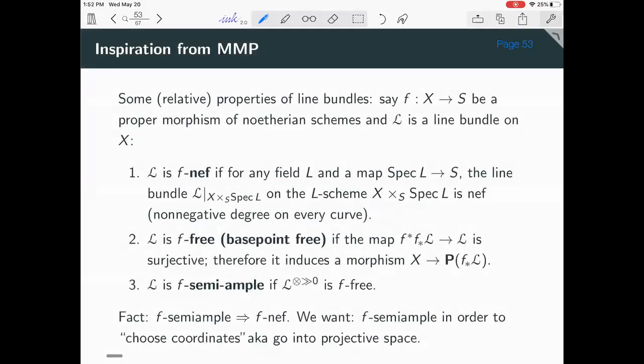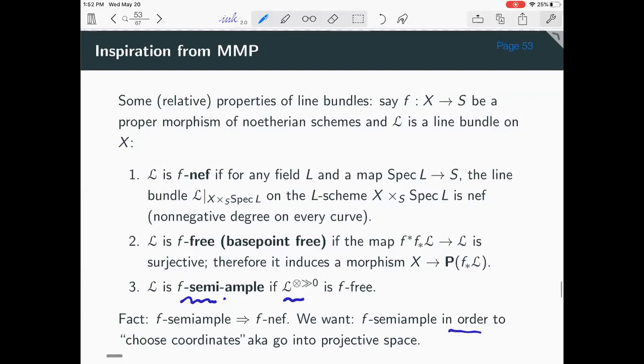So you say that L is f-semi-ample if some high enough power of L is actually f-free. It is maybe clear to amateurs like me that you want semi-ample line bundles. In other words, you want it because you want to choose coordinates. Instead of some abstract variety, you want to define a map to projective space, and if you're lucky it's in fact a closed immersion, then you can think about X as being embedded in some projective space, and it's like selecting coordinates on X.